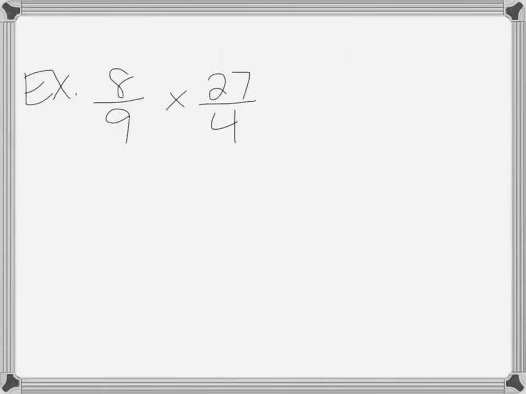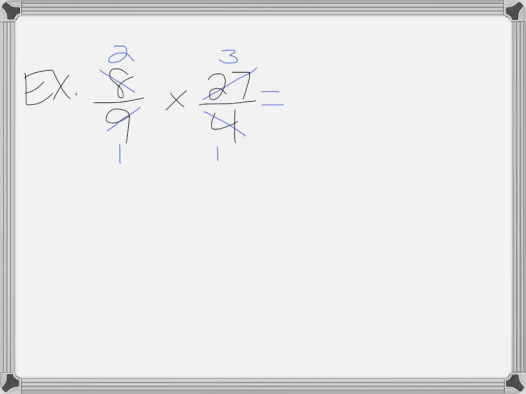8/9 times 27/4. So if I look diagonally at the 9 and the 27, both of those numbers divide by 9. 27 divided by 9 is 3, and 9 divided by 9 is 1. Diagonally in the other direction, 8 and 4 both divide by 4. 4 divided by 4 is 1, and 8 divided by 4 is 2.